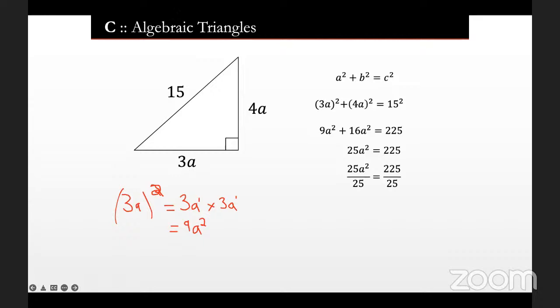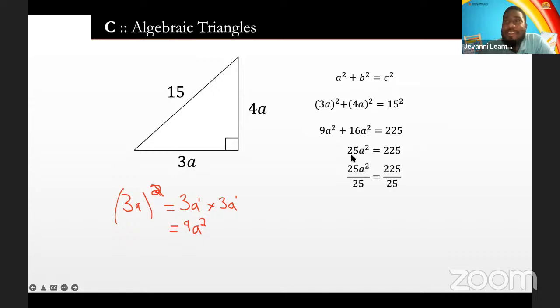A has been multiplied by 25, so we're going to divide by 25. And then you will also see what else is happening to A. What else is happening to A, people? A is being what? Squared. What is the opposite of squared? Square root. Oh my gosh, so awesome.